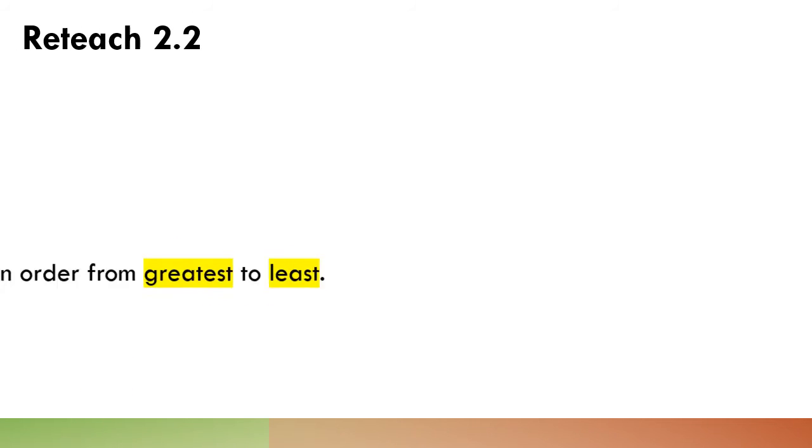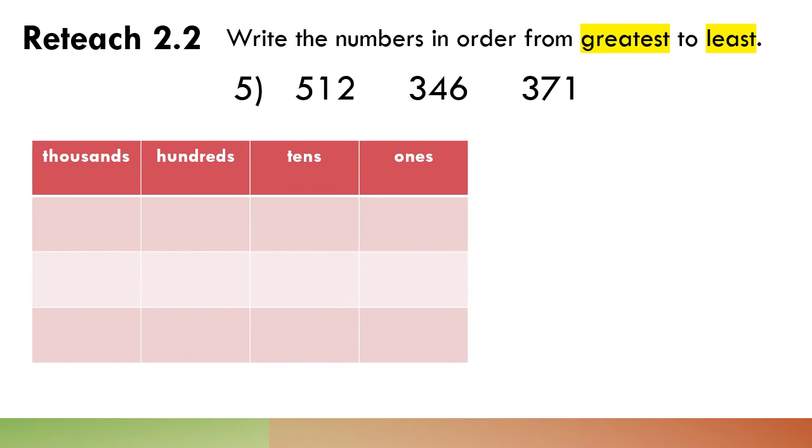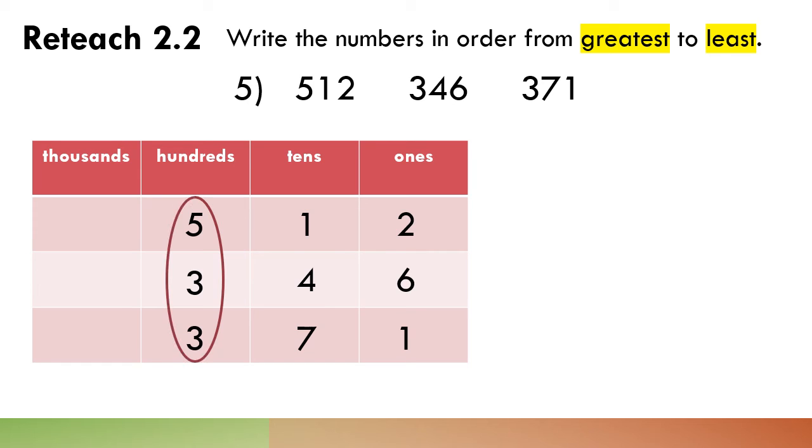Let's try another one from Reteach 2.2 with the same directions to write the numbers in order from greatest to least. Let's look at number 5 with the numbers 512, 346, and 371. Here's my place value chart, and I'll place these three numbers into the place value chart using the hundreds, tens, and ones because these are three-digit numbers. So to compare, I'm going to start in the greatest place, which in this case is the hundreds.